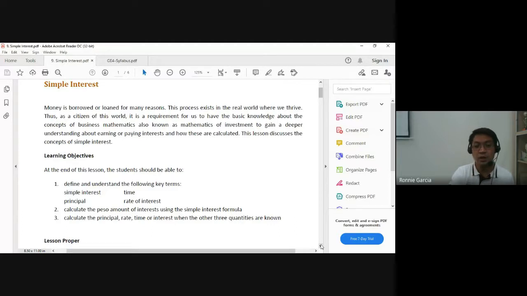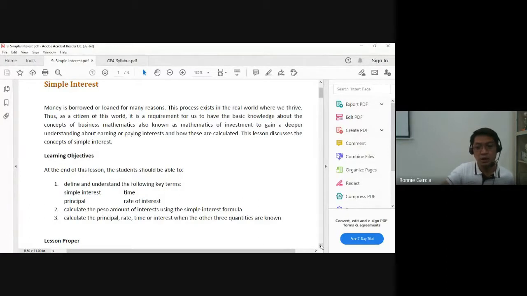Upat na sila ka quantity: simple interest, principal, rate, and time. Kaning upat na ay isa ang mawala ani. So you should know how to derive from the formula to get the answer. Question so far?